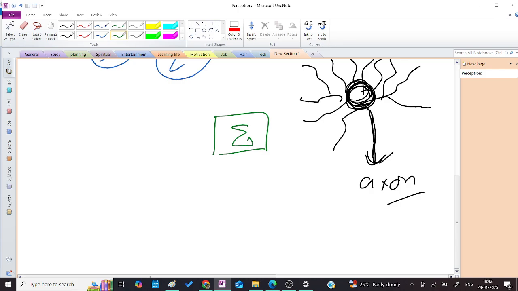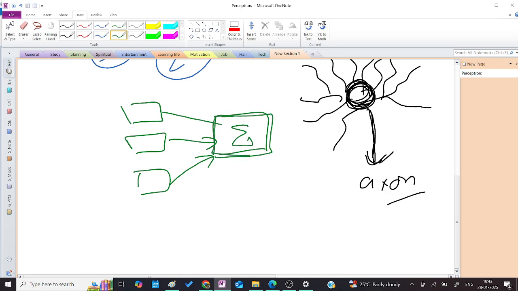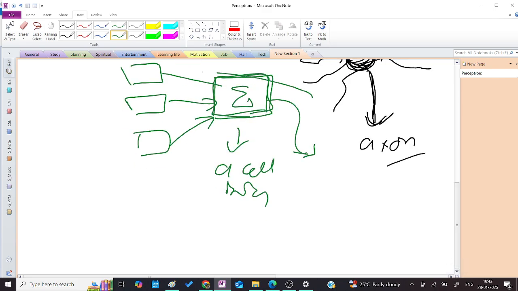So we say that there are many inputs going into this summer, which we already said is like a cell body, okay, and it is giving one output. So this is the only concept of perceptron.